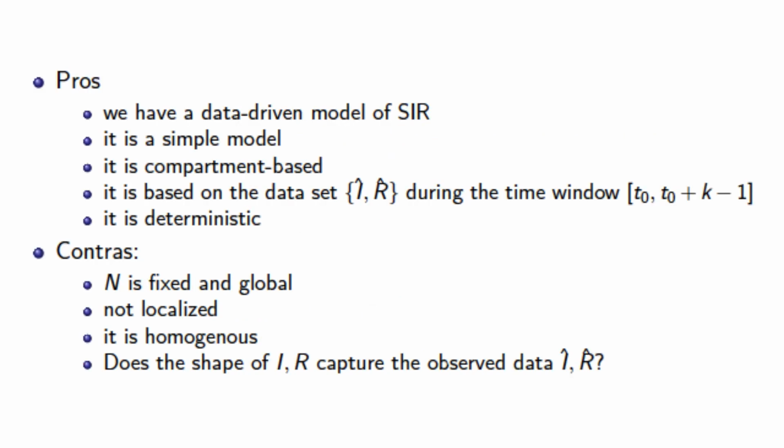There are some advantages of this SIR model. It is data-driven, it is compartmental, and it is easy to implement. However, it has severe limitations. It is homogeneous. It is not localized. It does not capture community spread. It is not context-aware.